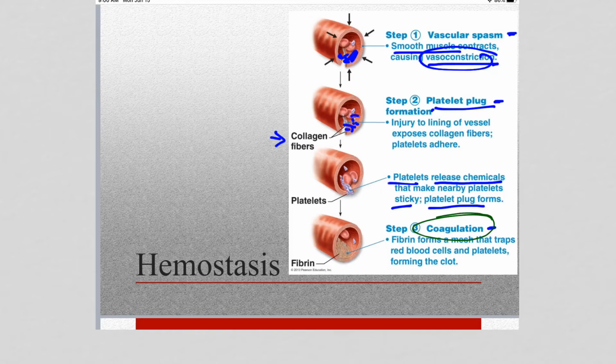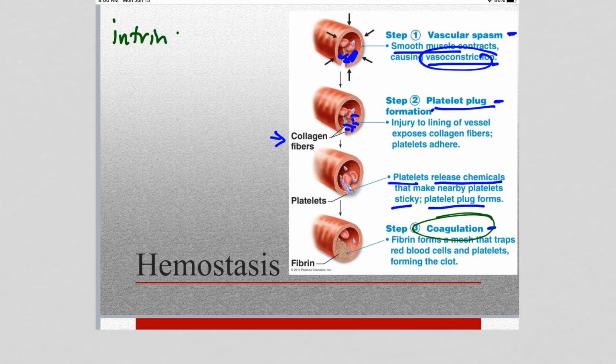So it's through a series of what we call intrinsic and extrinsic pathways that are basically going to convert prothrombin into thrombin, to fibrinogen, then to fibrin. Okay, so you have two different processes that are occurring at the same time.